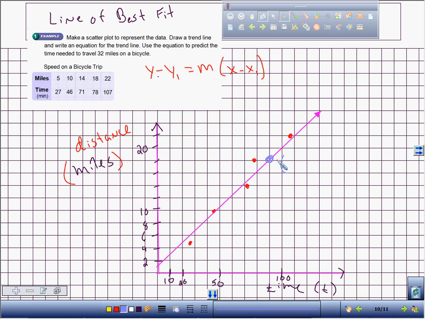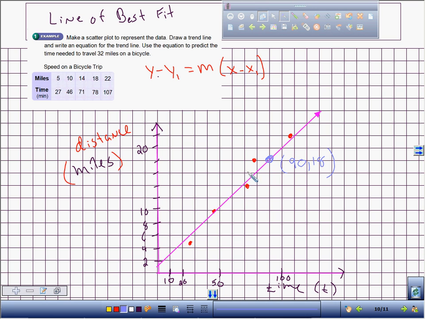What's that point according to my scale? Now what's this? It's 90. 90, 18, yeah. 90, comma, 18. And then the next thing that I need is the slope.